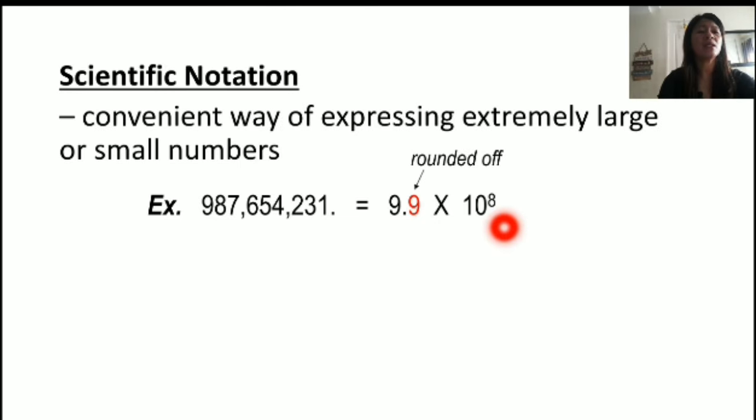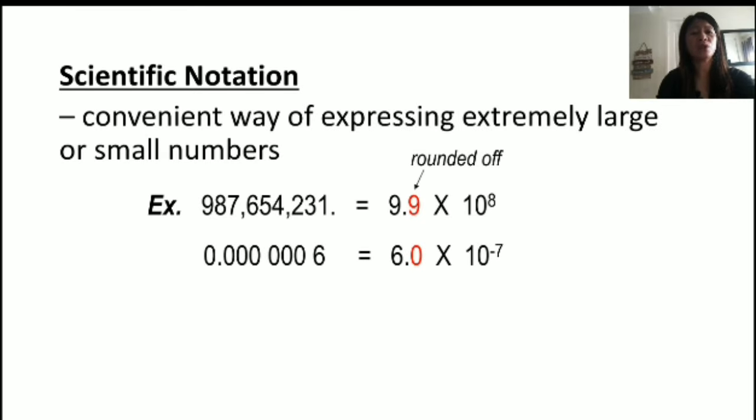The exponent depends on the number of times you move the decimal point. So in this case, you moved it how many times? 8 times. So the exponent is 8. So that's how you express large numbers in scientific notation.